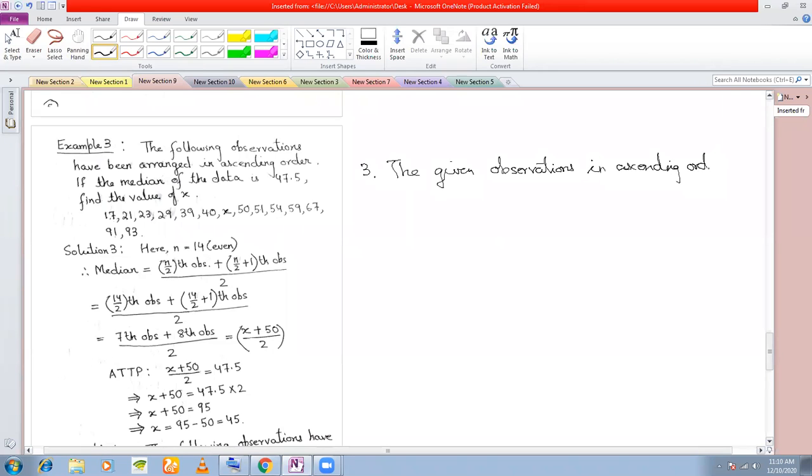Now tell me, if the observations are given in descending order, then what will you do? How will you find out the median of the observations? First we write the greatest number: 67, then 59, 54, 51, 50.